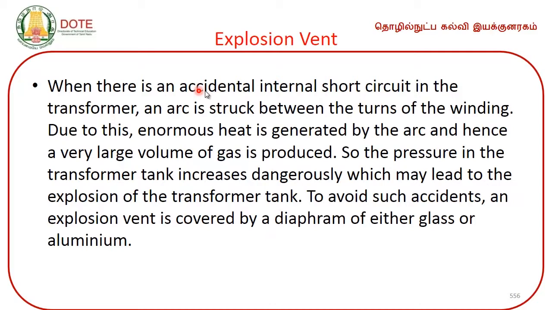Then finally, explosion vent. When there is an accidental internal short circuit in the transformer, an arc is struck between the turns of the winding. Due to this, enormous heat is generated by the arc and hence a very large volume of gas is produced. So, the pressure in the transformer tank increases dangerously high, which may lead to the explosion of the transformer tank. To avoid such accidents, an explosion vent is covered by a diaphragm of either glass or aluminum.